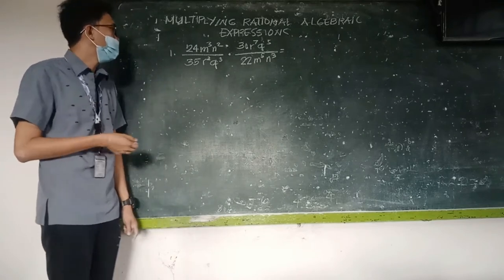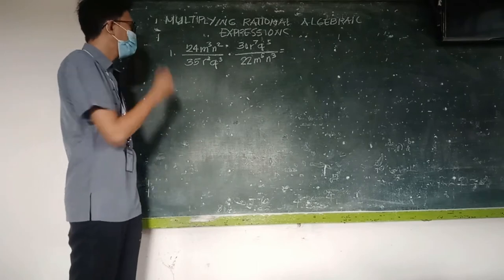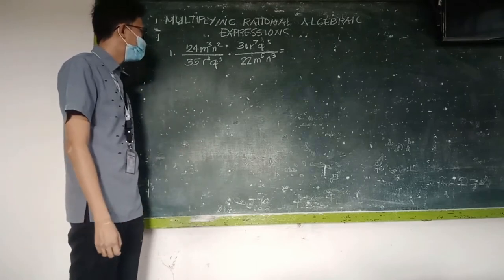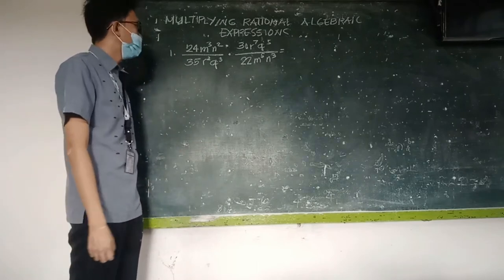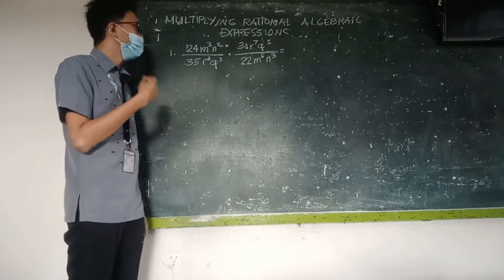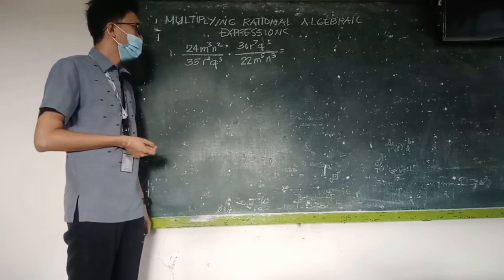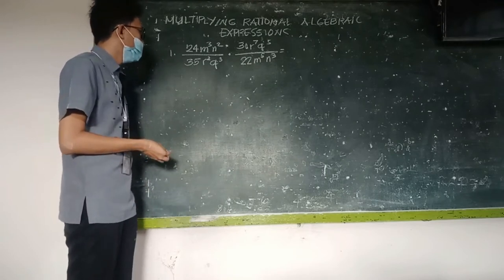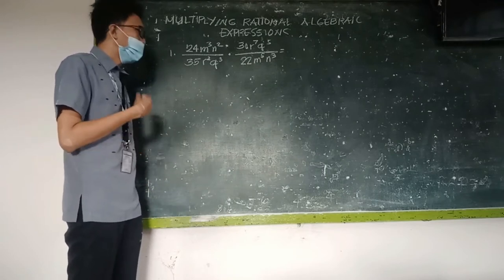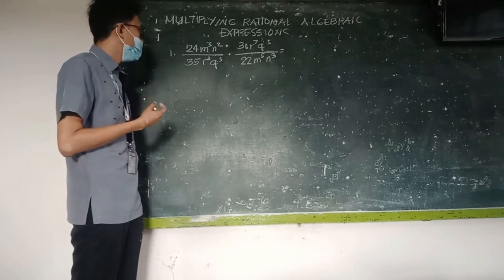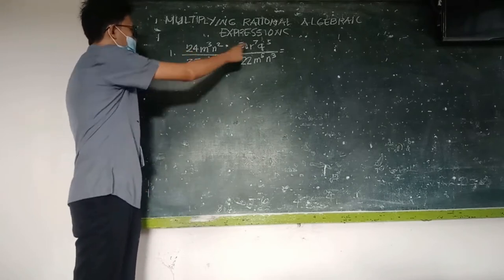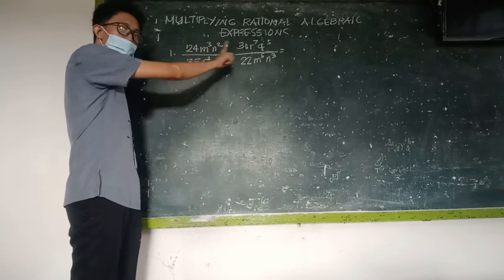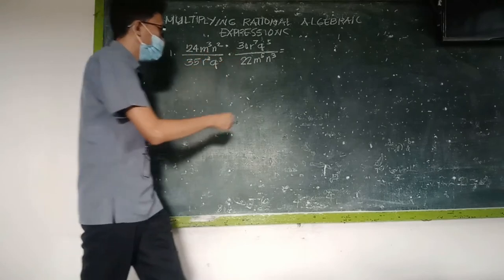So we have here example number 1, 24m cubed n squared all over 35r squared q cubed times 30r to the 7th q to the 5th all over 22m to the 5th n cubed. So, ang gagawin natin dito, aalamin natin yung factors ng numbers. Then, i-retain muna natin yung mga exponents.